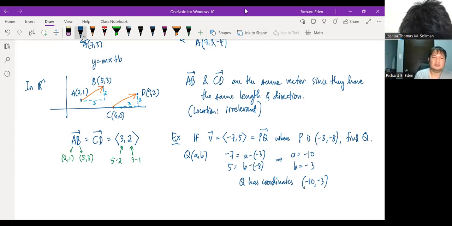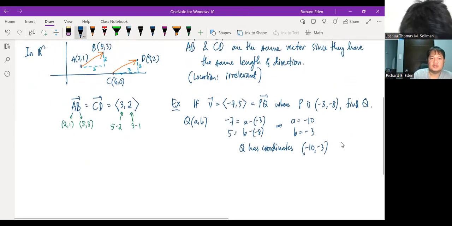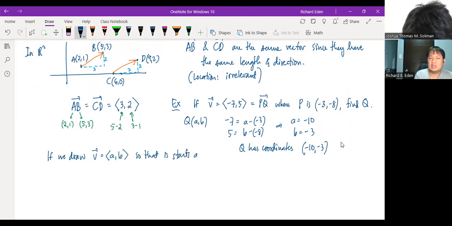All right. Now, let's say I'm trying to move this. Okay. If we draw vector V with components A, B so that it starts at the origin and ends at P, then P has what coordinates do you think?